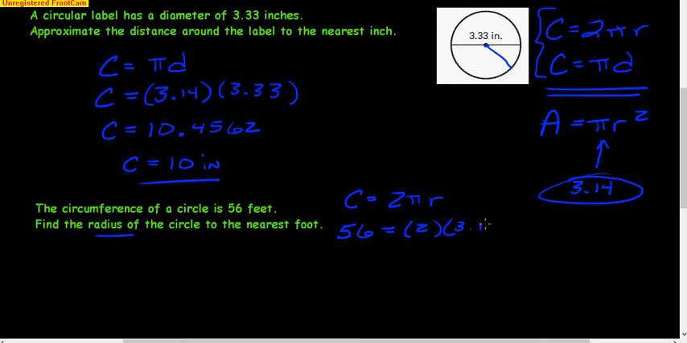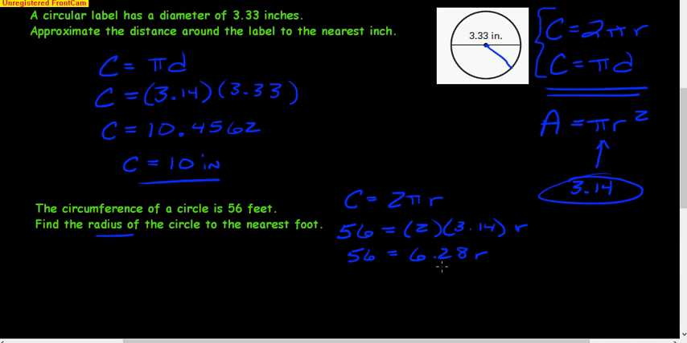3.14, that never changes. And what I'm looking for is the radius. So I need to solve for this r here. Well, these two I can just multiply together without doing any algebra here. I just multiply those together. I get 6.28 r.